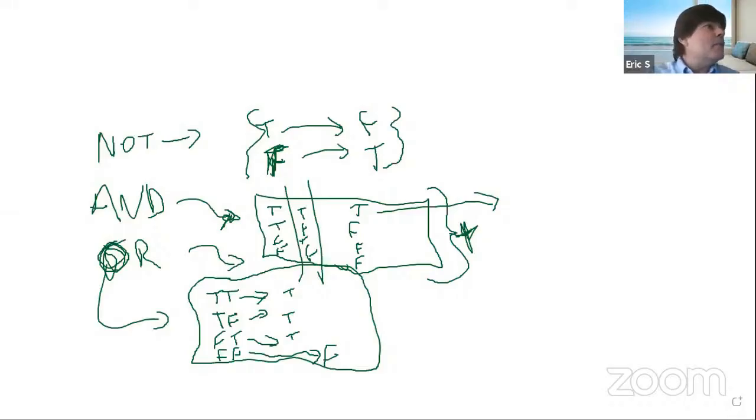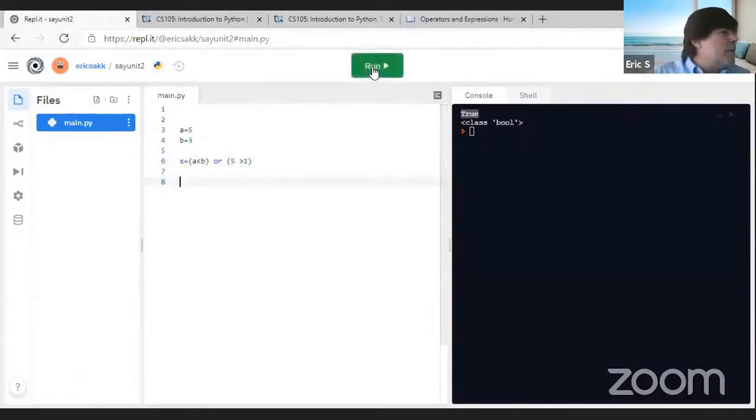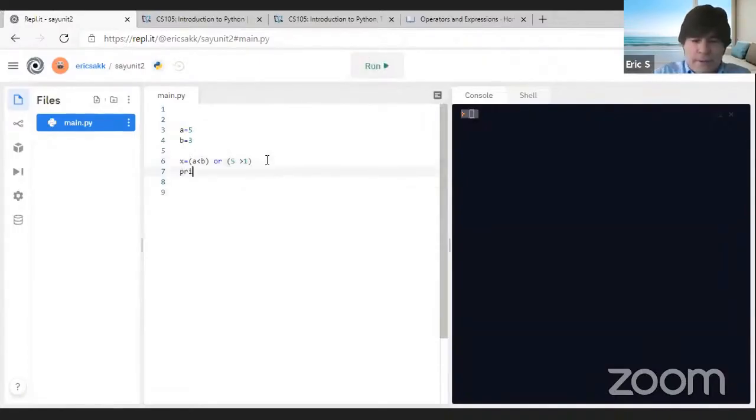So the way that you're anticipating using ANDs, ORs, and NOTs is like taking combinations of relational operators, for instance. That's a very common way to apply these. You can get tricky and do a lot of other interesting things, but at the initial stages, you would say something like X is equal to A greater than B, or, I don't know, 5 greater than 1 or something like that. And I'll say A less than B here, just to hit home with this. So if we go ahead and run this and print it out, we're going to get an answer of true.